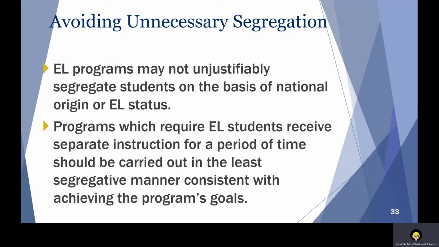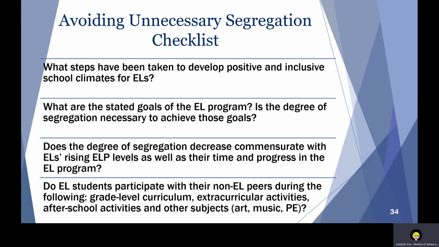Avoiding unnecessary segregation. EL programs may not unjustifiably segregate students on the basis of national origin or EL status. Programs which require EL students receive separate instruction for a period of time should be carried out in the least segregative manner consistent with achieving the program's goals. Chapter 5 of the English Learner Toolkit contains an Avoiding Unnecessary Segregation checklist.